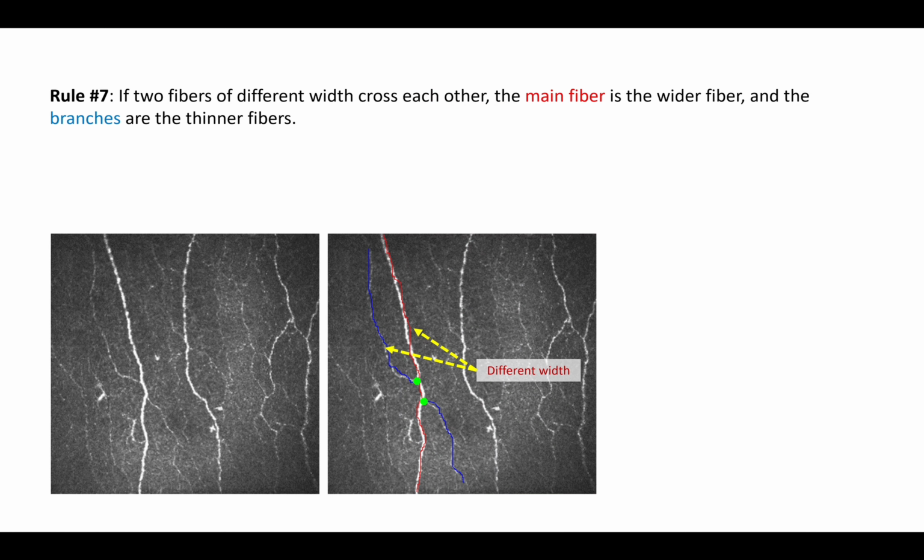Rule 7. If two fibers of different width cross each other, the main fiber is the wider fiber and the branches are the thinner fibers. So looking at this example here, this is wider and that is thinner, so these would be the branches. Instead of having two main fibers, we have one main fiber and two branches.